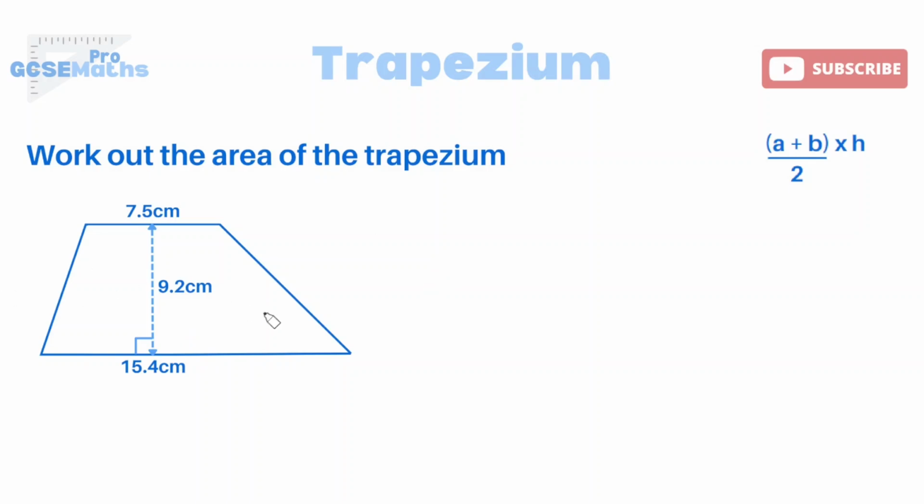So I'm going to label my sides first. So A and B are the parallel sides. So again, in this case, they are the top and the bottom, aren't they? So we've got A and B. Doesn't matter which way round those go, as long as A and B are the 7.5 and the 15.4. And then in this case, the perpendicular height is not one of these sides, is it? Because those are diagonals. It's actually going to be this dotted line here, the 9.2. And once I figure that out, I'm just going to type it into the formula again.